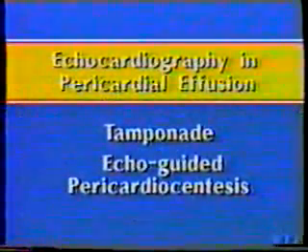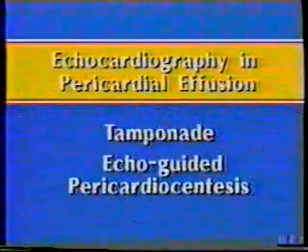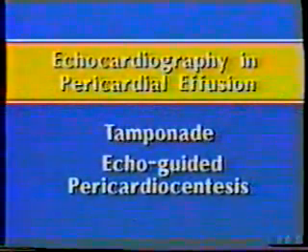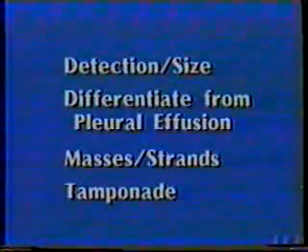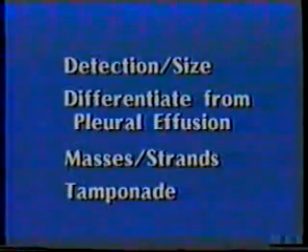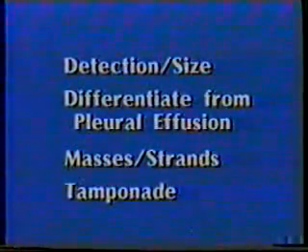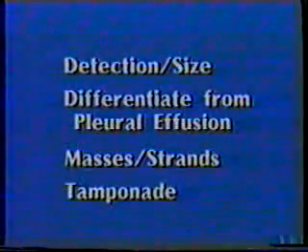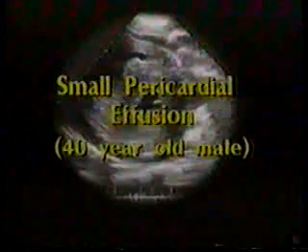Once diagnosed, tamponade is most safely relieved by echo-guided pericardiocentesis. During this program, we will discuss the first four applications. Echo-directed pericardiocentesis will be discussed on tape number 12. In this still frame and all subsequent examples, pericardial fluid will be indicated by the abbreviation PF.